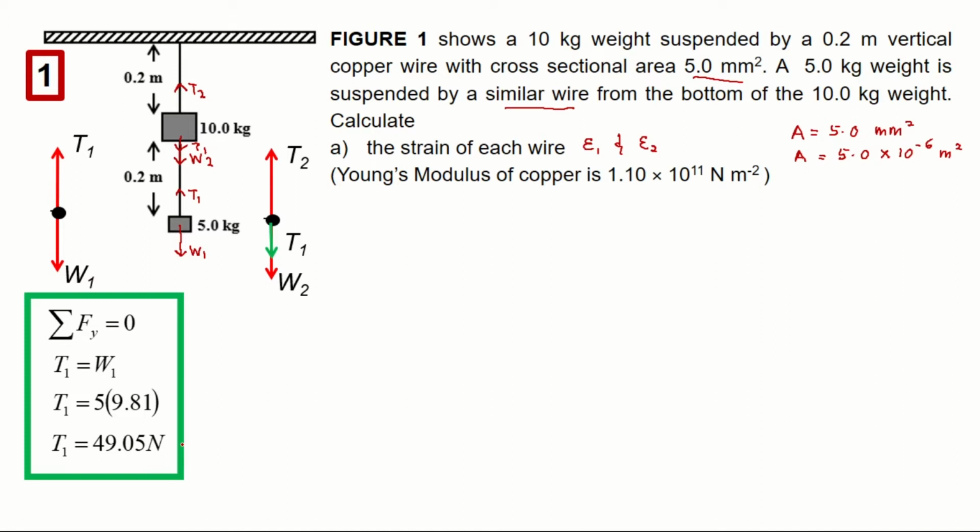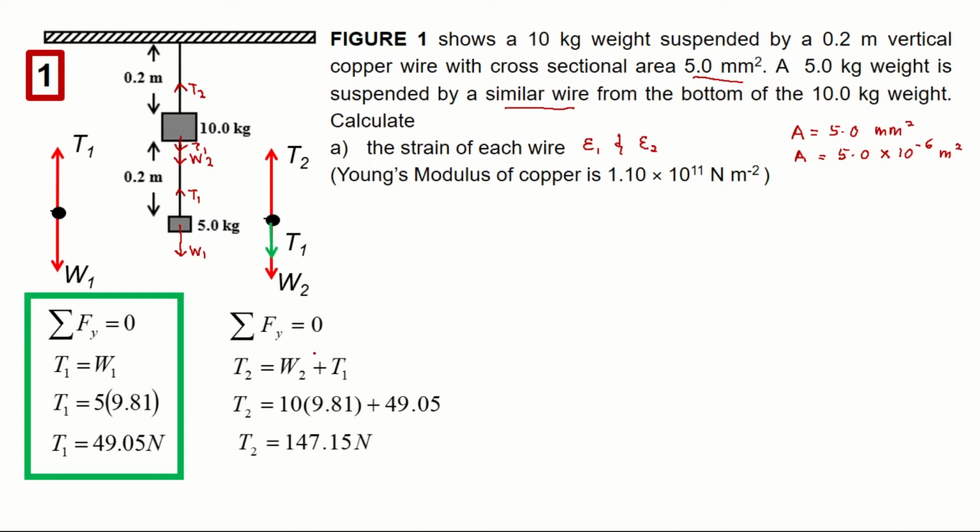And then from the second free body diagram here, Fy also equals to 0. So T2, outward, equals to T1 plus weight 2. We can substitute the value. Weight 2 equals to 10 times 9.81, and T1 equals to 49.05. So you can determine T2. We get T2 equals to 147.15 Newton.